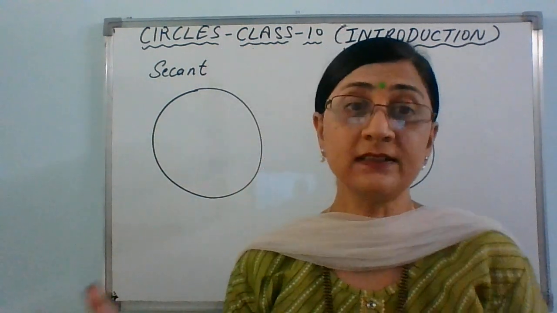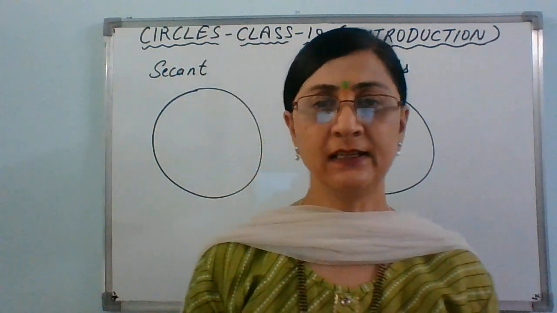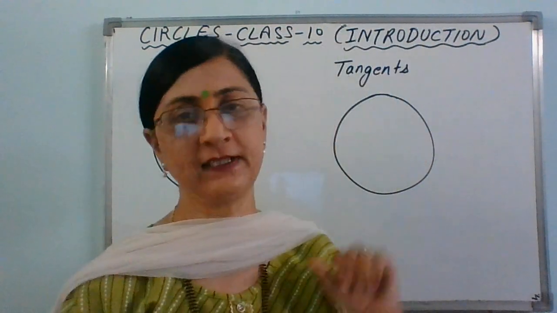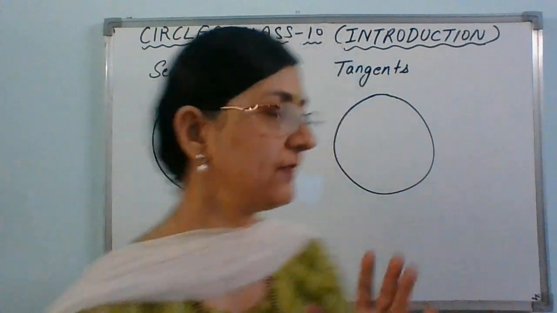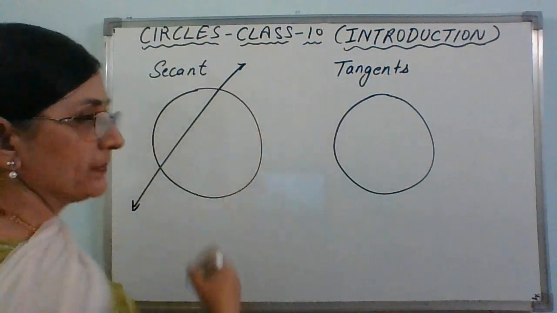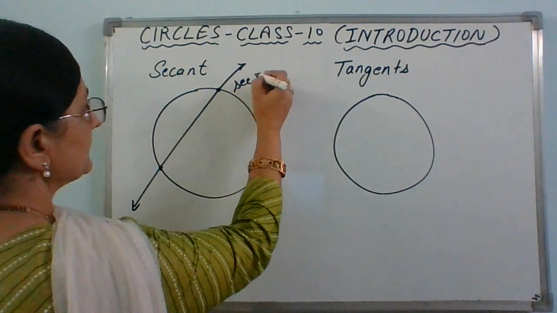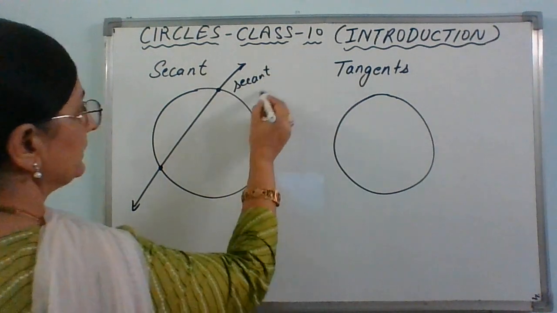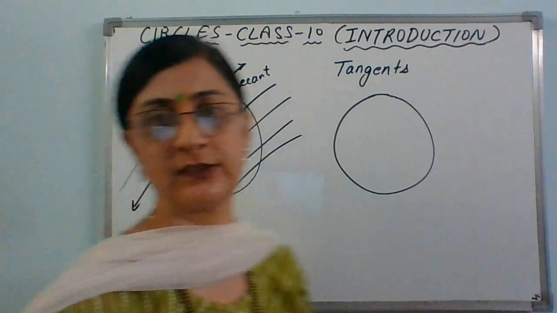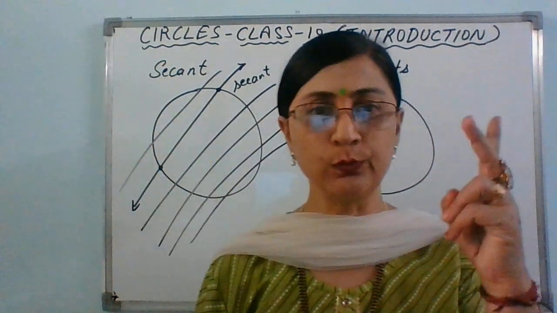What is a secant? If you draw a single line, it is a secant. Many lines are called secants. What is the difference between a secant and a tangent? If I draw a line which passes through the middle of the circle, touching the circle in 2 points, this is called a secant. We can draw so many lines passing through 2 points of a circle. So these are secants, which touch the circle at 2 points.